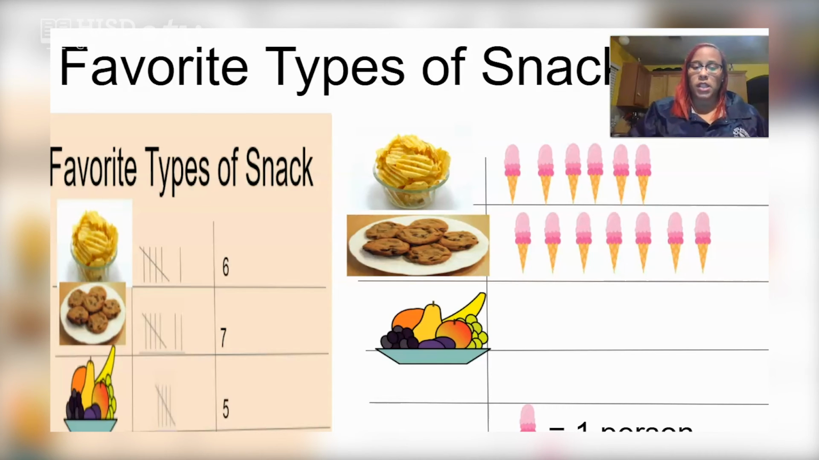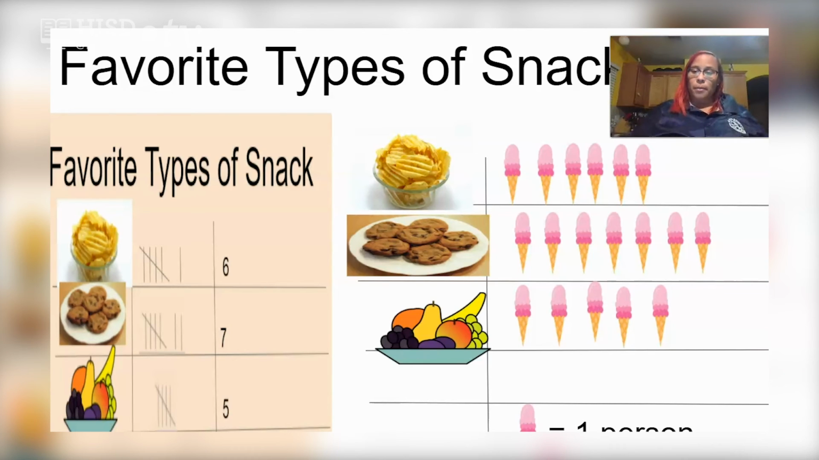The last choice was fruit. How many people chose fruit? My tally chart showed me 5 people chose fruit. So how many symbols am I going to need to represent fruit? Yes, you're going to need 5 symbols to represent the 5 people who chose fruit, and the symbol we're using is an ice cream cone. 1, 2, 3, 4, 5. 5 people chose fruit.